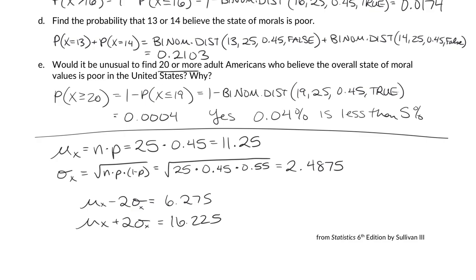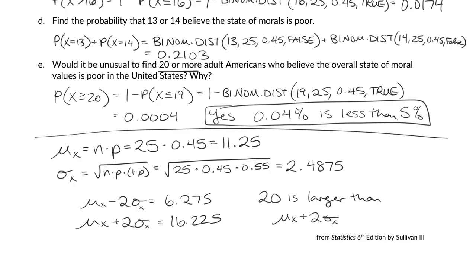So we would say yes again as well here, because 20 is larger than 2 times the standard deviation above the mean. So either way, yes because of the 5%, or yes because of standard deviations, both are appropriate ways to show that data is unusual in a particular binomial experiment.